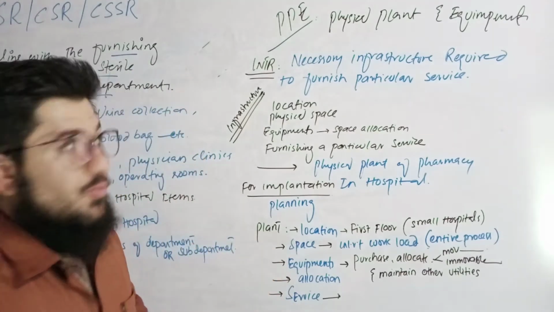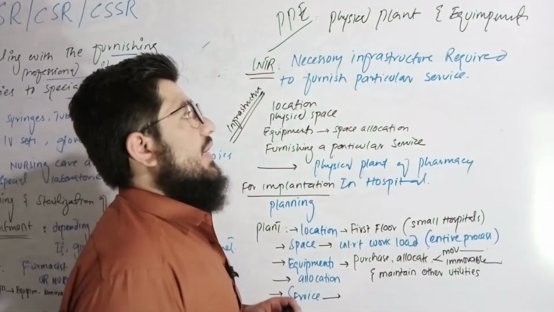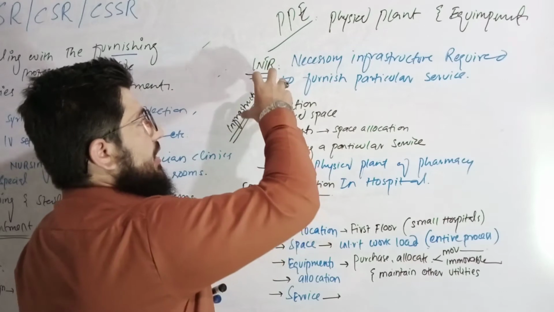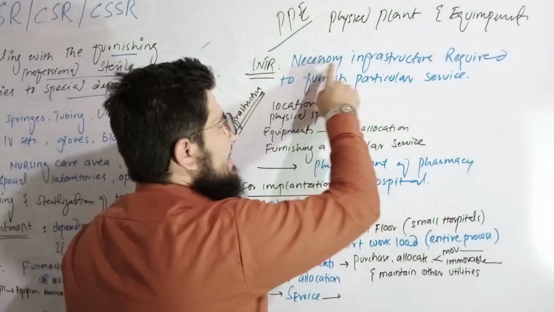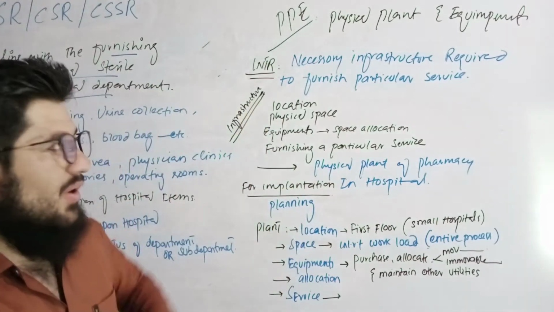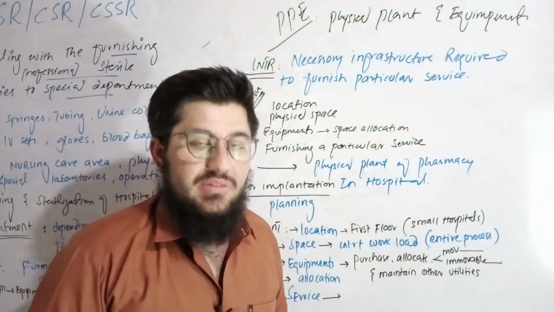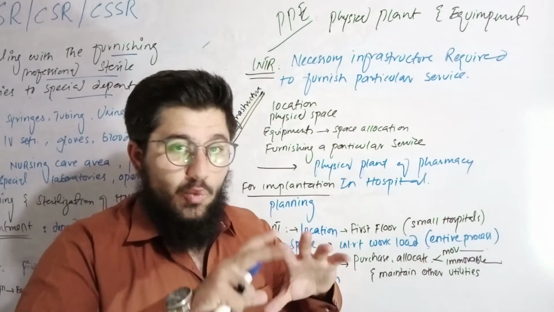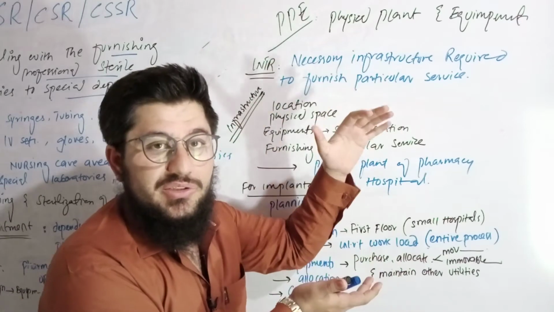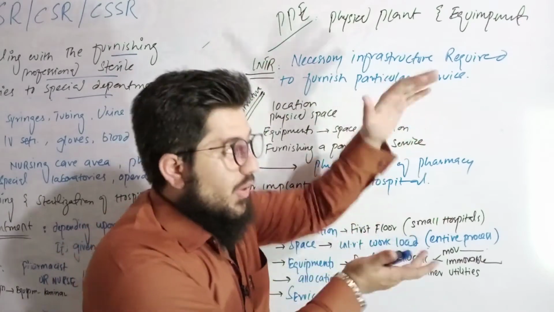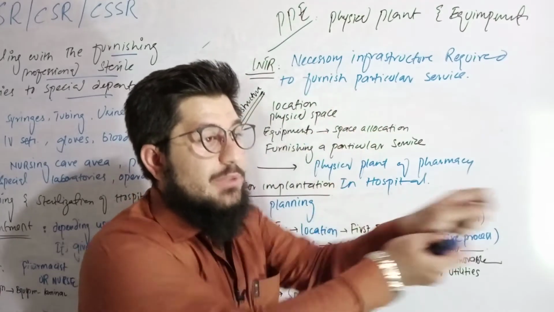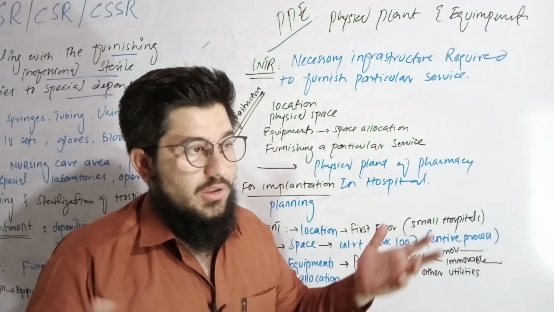Let's get started from the very first point. PPE, physical plant and equipment. What is this title actually standing for? Very simple. In short, it is a necessary infrastructure required for furnishing a particular service. Now, what does this statement actually mean? Simple, very simple. Just concentrate. Whenever we are providing a service, for that we need a particular structure, a particular plant. So if we have a plant, a particular structure, then through that plant, we can easily provide a particular service to humans.